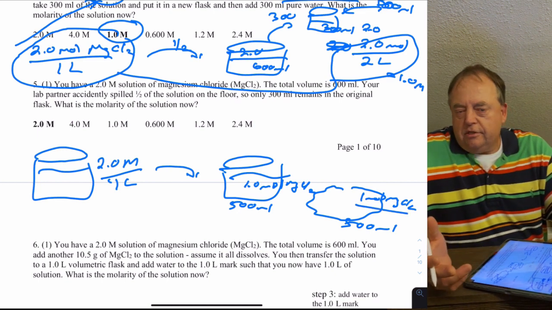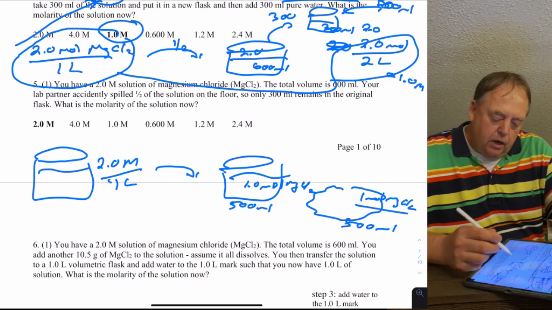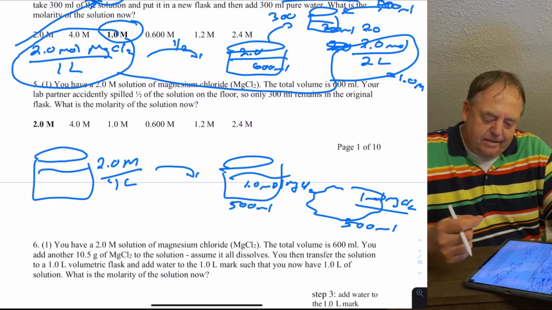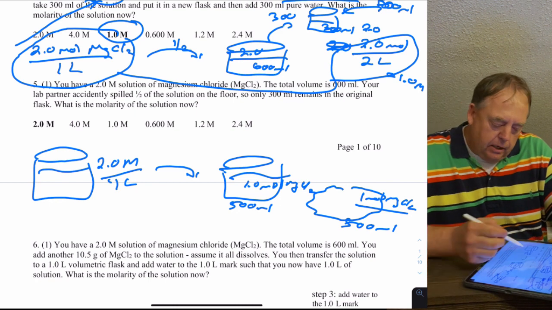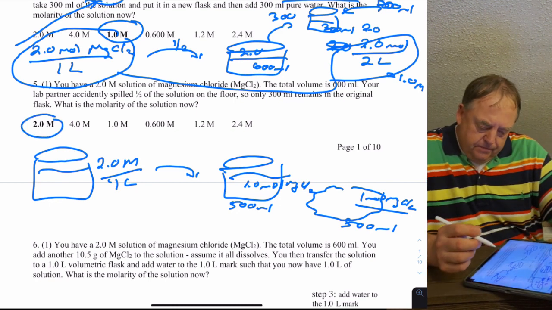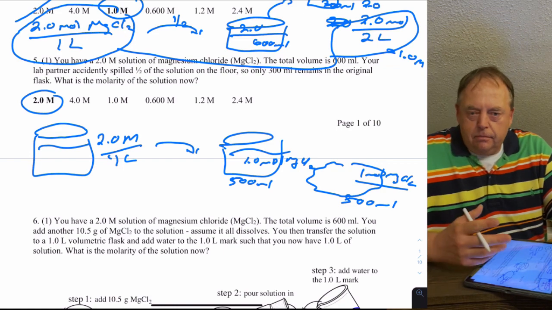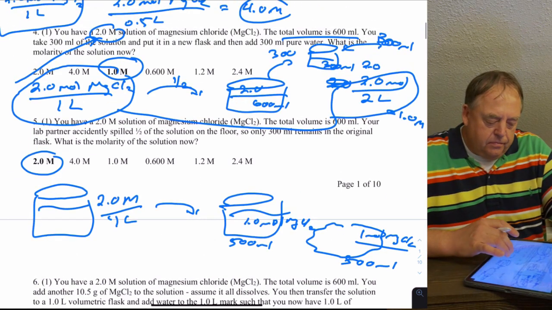So the concentration doesn't change, right? You have not changed the ratio of magnesium chloride to liquid. It's just that half of it's on the floor, but the molarity is still the same. So you don't really need to do any math to solve those types of problems. You can just think about them, right?